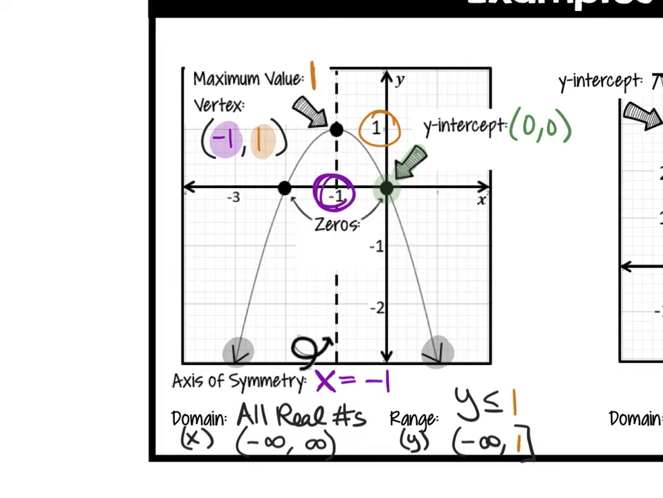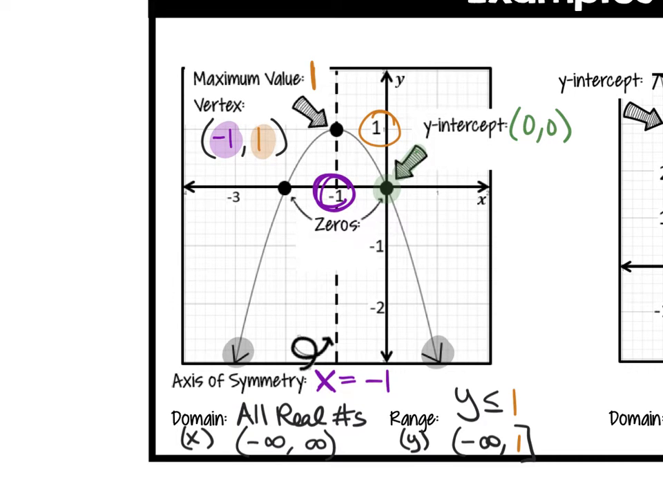Now, why am I saying less than or equal to for this range instead of greater than or equal to? Because it's a sad parabola, so it's less than a certain number. Because this is as high as it goes, everything else is smaller. So I use the less than symbol that looks like my left hand because it's going down. It's less than. It's a sad parabola.